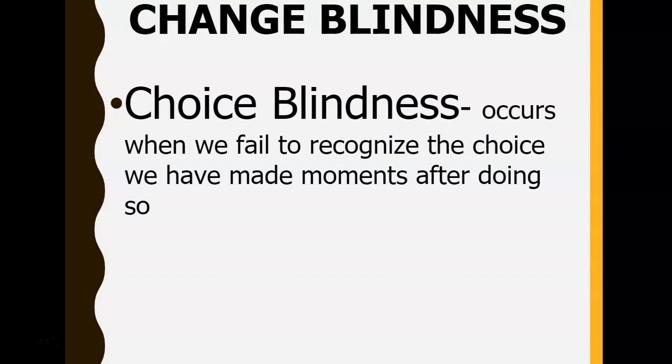But moving on to choice blindness. Choice blindness occurs when we fail to recognize the choice we have made moments after doing so. An example of this is a study done in Sweden. There were 120 volunteers who were shown two female faces, and they were asked which was more attractive. Then the pictures were switched, and they showed the opposite woman's picture and asked why they chose that woman when actually they had chosen the other person. And only 13% of the people noticed that that was the wrong picture. So that's an example of choice blindness.